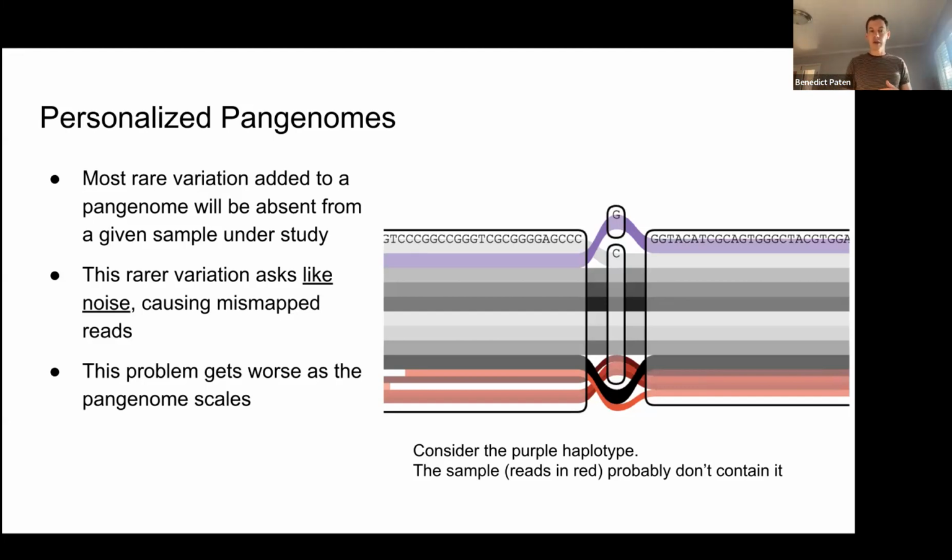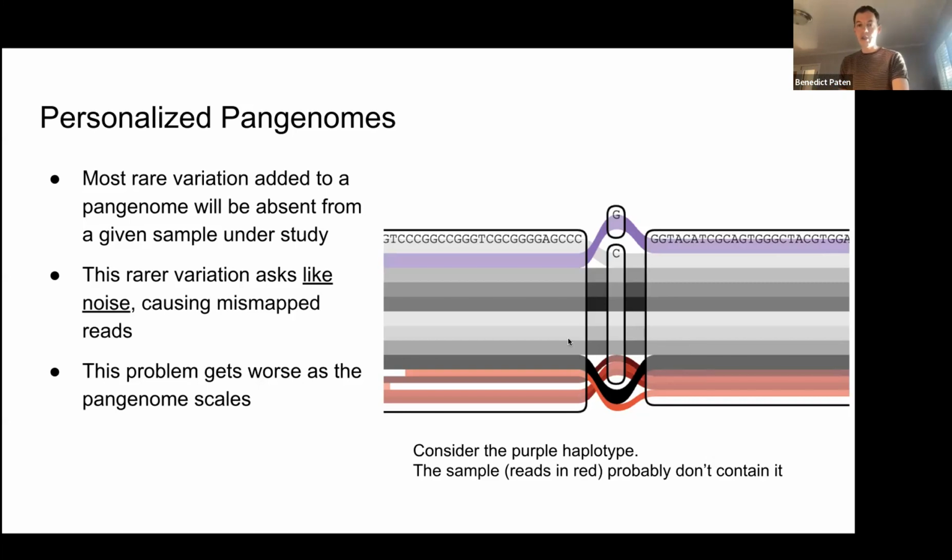And the issue with this, I mean, it's great that we can grow the pan-genome, we can represent more diversity, but the issue is that as we grow the pan-genome, that rarer variation actually starts to act a bit like noise, right? So if you're looking at a new sample and you're saying, okay, how does my new sample relate? You've got to suddenly contend with lots and lots of additional rarer variations that are not relevant to your sample, right? And that can actually, in, for example, read mapping algorithms, cause mismapping.